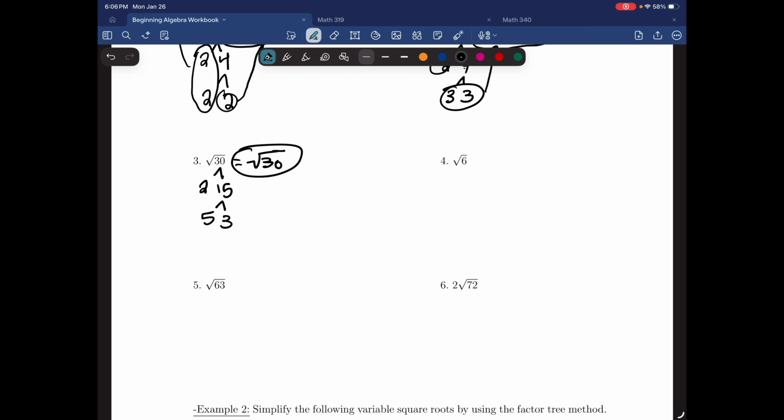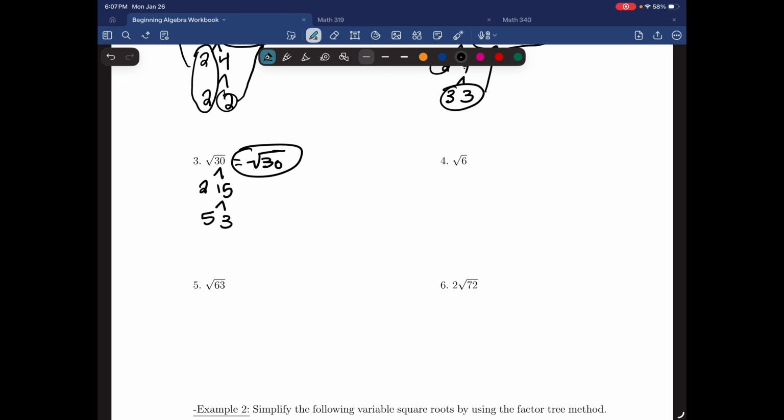So you can think of it like fractions, for example, 3/2. If you were asked to simplify that, you'd be like, well, that's already simplified. The same thing for square root of 30.